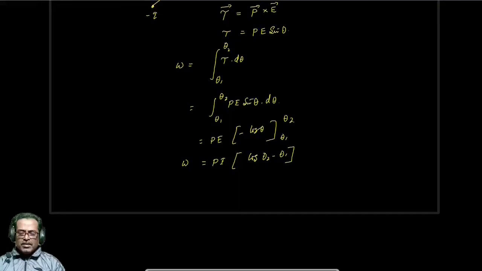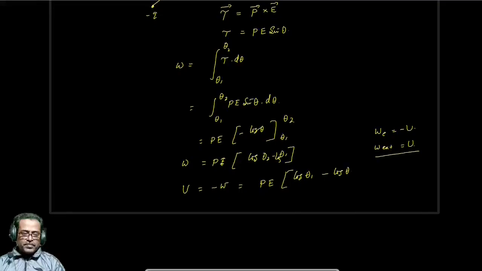Now, work done by the electric field is equal to this. Therefore, potential energy stored is equal to minus W, because we know that W electric is equal to minus U, and W external is equal to U. This W is the electric work done due to the electric field, so U is equal to minus W, that is p into E (cos theta 1 minus cos theta 2). This is the potential energy stored in the dipole under an electric field.